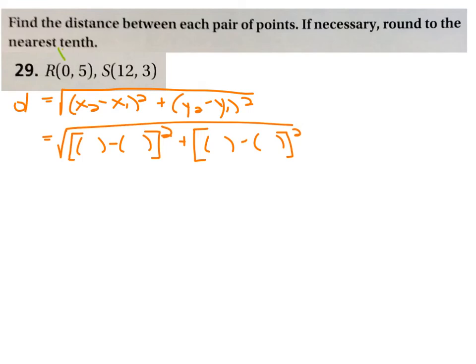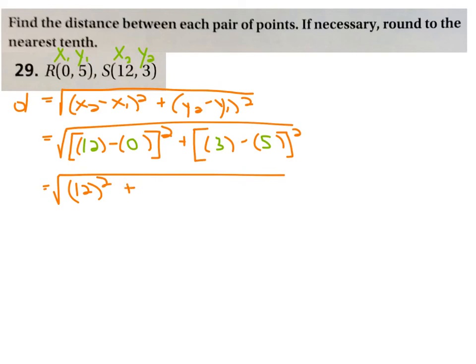Well, let's identify them first. We can call this x1 and y1, x2 and y2. And so x2, 12, minus x1, 0, y2, 3, minus y1, 5. And simplifying this, we get 12 minus 0 is 12 squared, plus 3 minus 5 is negative 2 squared. 144 plus 4, and that equals the square root of 148.